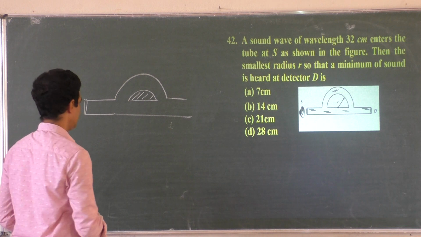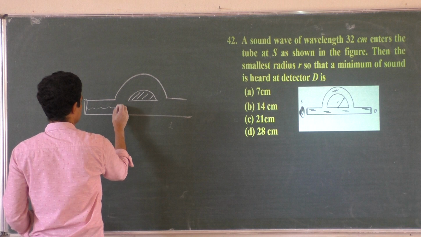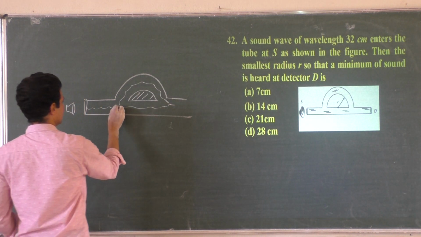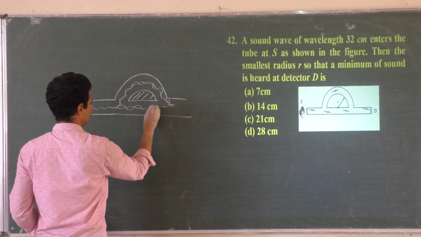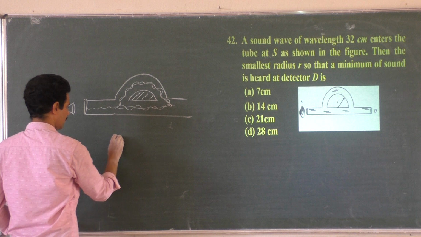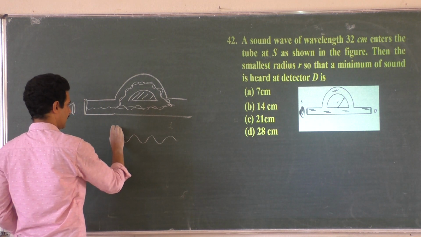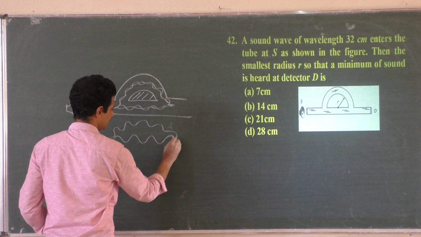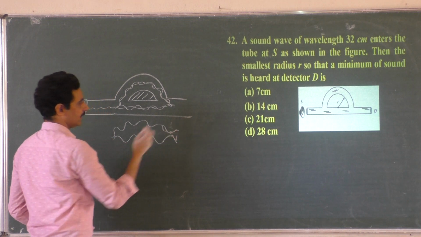Okay, so let this sound travel like this, and it's split into two, like this and like this. By the time the sound travels like this and reaches here, the other sound has to travel a larger distance and reach here, right? By the time it reaches here, the crest of this should fall on the trough of this one. Then only they will cancel each other.